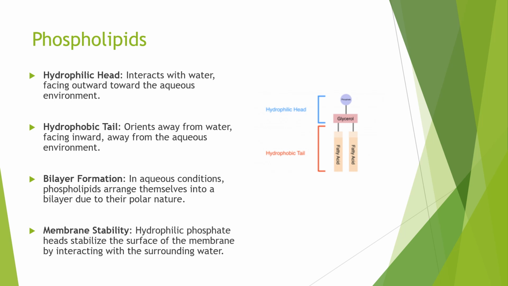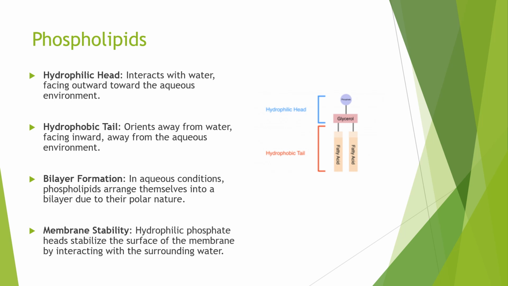The hydrophilic phosphate heads of phospholipids not only help in forming the bilayer, but also contribute to the stability of the membrane surface. By interacting with the surrounding water, they keep the membrane intact and functional, ensuring that the cell maintains its integrity and regulates the movement of substances in and out of the cell.